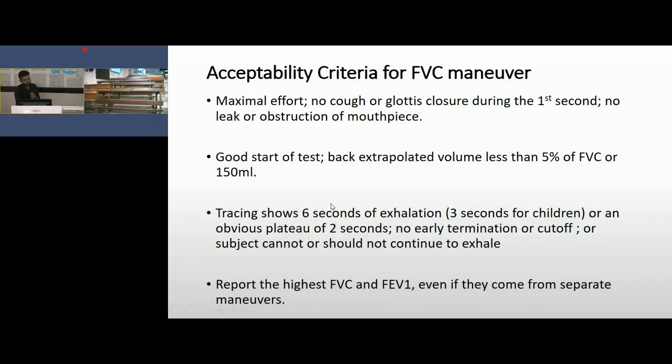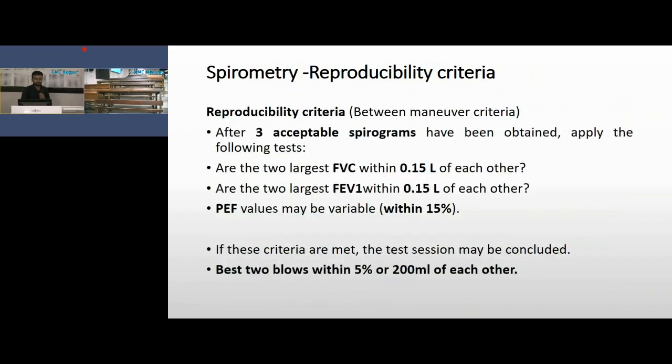And the tracing, meaning the graph, shows at least 6 seconds of exhalation, and 3 seconds for children, or an obvious plateau of 2 seconds. No early termination or cutoff, or the subject cannot or should not continue to exhale. And report the highest FVC and FEV1 even if they come from separate maneuvers, which means it's not necessary that both highest values come from the same maneuver. They may be from different maneuvers. This is about acceptability criteria.